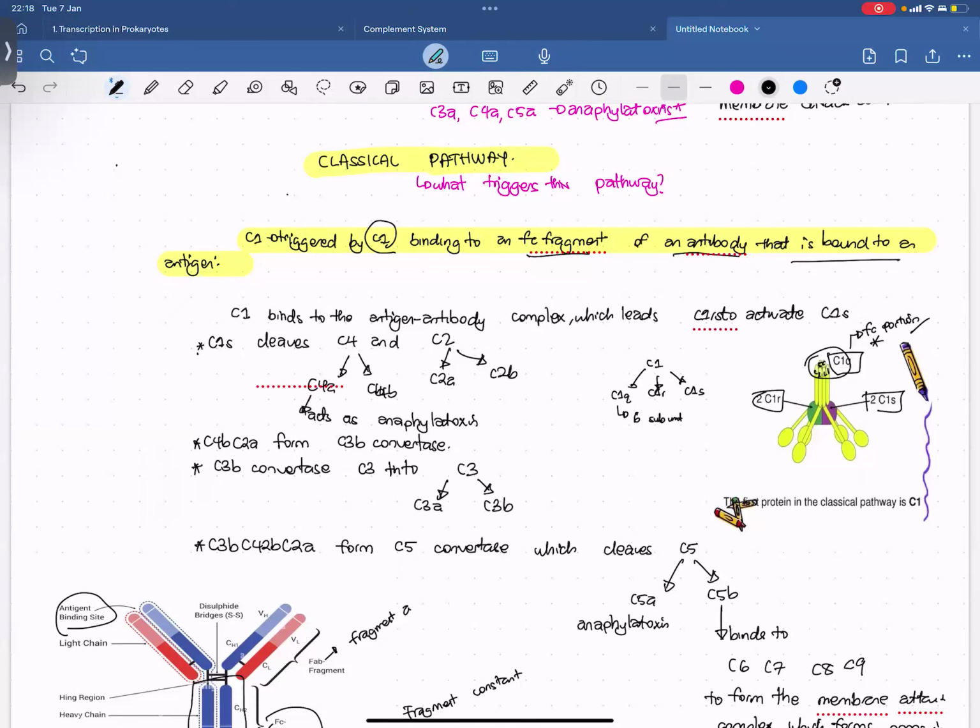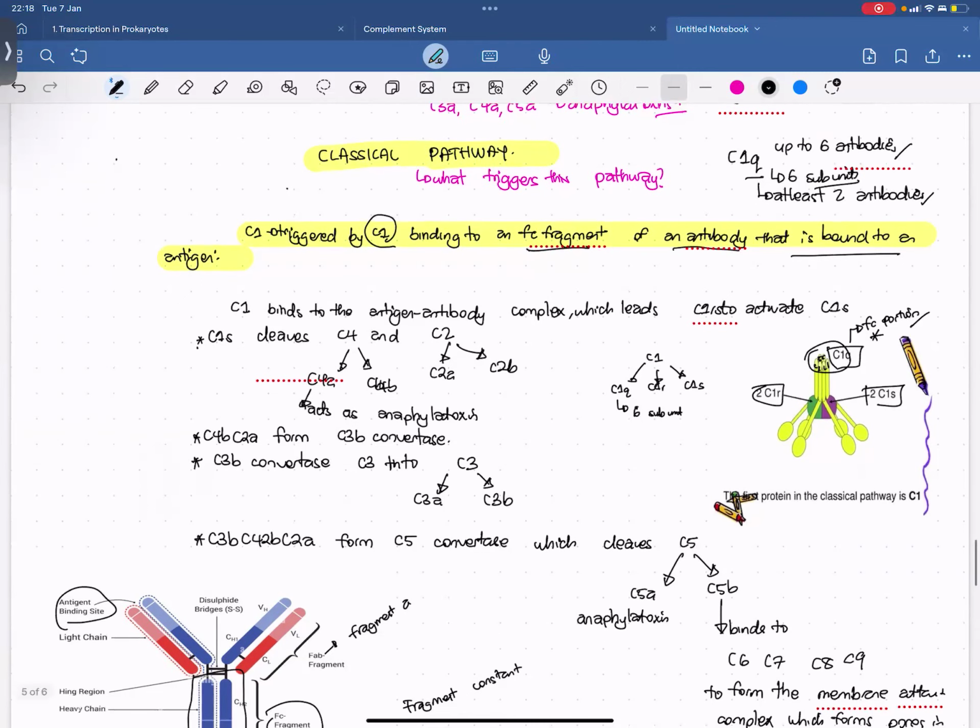So for this cascade to happen, this C1q molecule, the one that has 6 subunits, remember I told you in the first video that this complement protein is able to bind to up to 6 antibodies. But for the cascade to be triggered, this C1q needs to be bound to at least 2 antibodies. If it doesn't bind to at least 2 antibodies, that cascade is not going to happen. So C1 binds to the antigen.